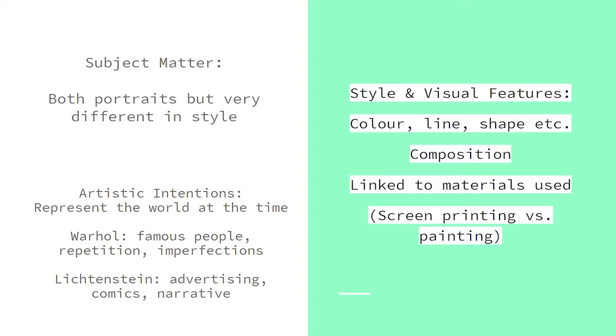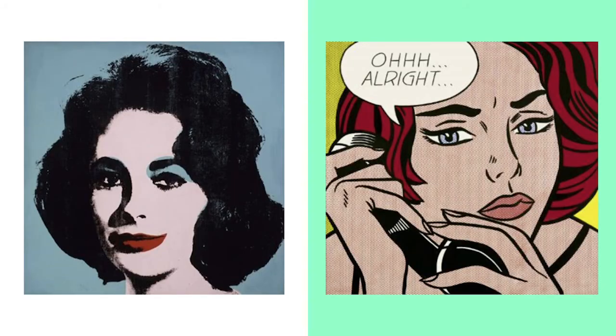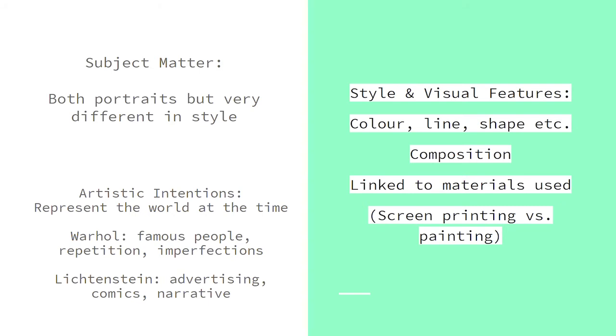And so when we put all of this together and we look at the style that these artists have used and the visual features of his work, this is where we're using our structural frame, and we're looking at the colours that have been used, the use of lines and shapes, and also the composition. So all of these things are linked to the materials that the artist has used. So one artist has used screen printing and one has used painting. So very different mediums mean that the stylistic features, visual features, are going to be quite different.